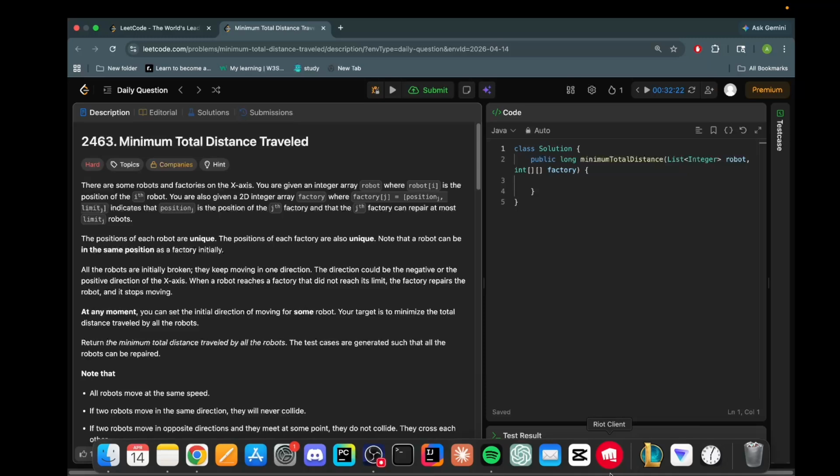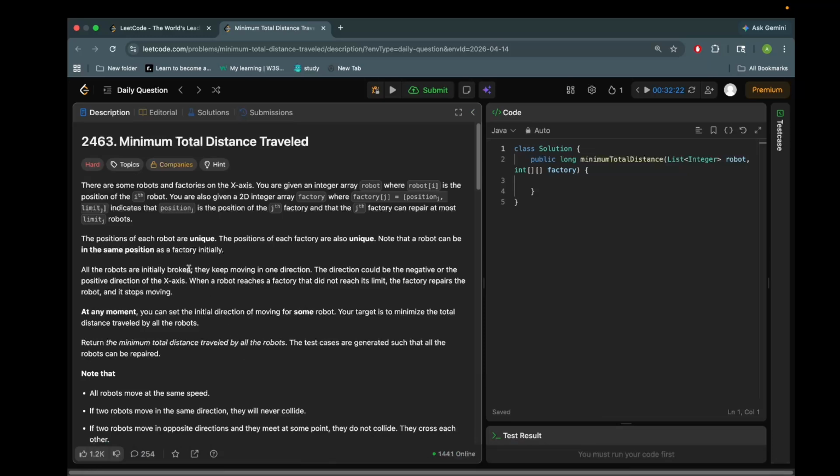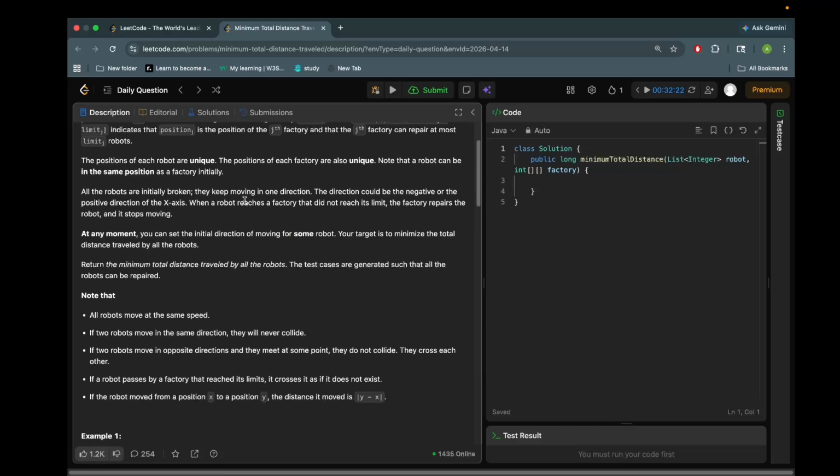You're also given a 2D integer array factory, where factory[j] is the position and limit. Position is the position of factory j, and this factory at position p can fix limit l robots. The position of each robot is unique, and the position of each factory is also unique. Note that initially all the robots are broken.